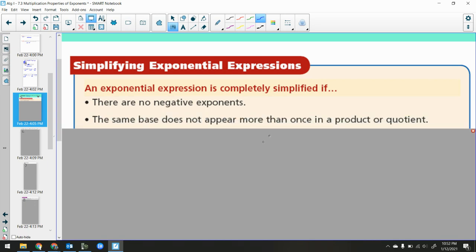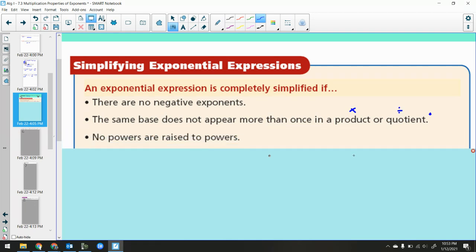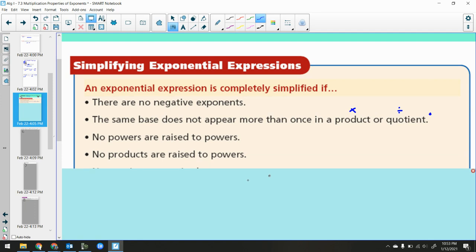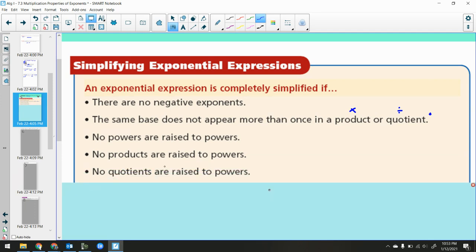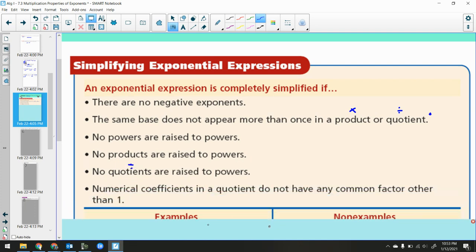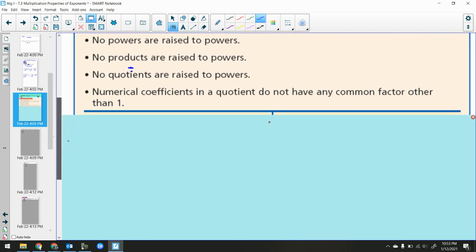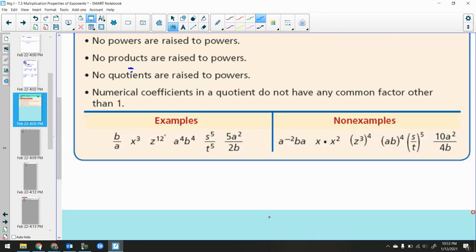The same base does not appear more than once in a product or quotient. That's going to be key for today. You cannot have the same base in a product or a quotient, so in a multiplication or a division. No powers are raised to powers. We'll learn how to simplify that today. No products are raised to powers. We're going to learn how to simplify that. No quotients are raised to powers. Remember, quotient means division. We're going to talk a little bit more about that in section 7.4. And then I can't have any numerical coefficients in a quotient that do not have any common factor. We'll talk about what that means in a second. But let's take a look at some examples of when things are simplified and when things are not simplified.